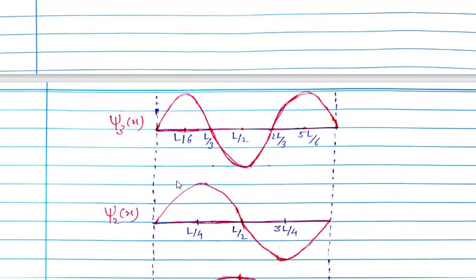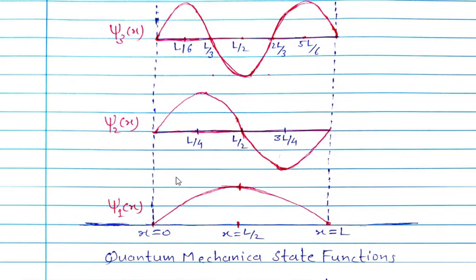Now for 3 pi x by L, if we divide the total length L into 6 equal parts, the first part is L by 6, this is 2L by 6, which comes out to be L by 3, this is 3L by 6, which comes out to be L by 2, this is 4L by 6, which comes out to be 2L by 3, this is 5L by 6, and the last one is 6L by 6, which comes out to be L. If we divide the total length of the box into 6 equal parts, then for these different values of x, we look at the value of psi 3 of x, specifically the sine term, sine of 3 pi x by L.